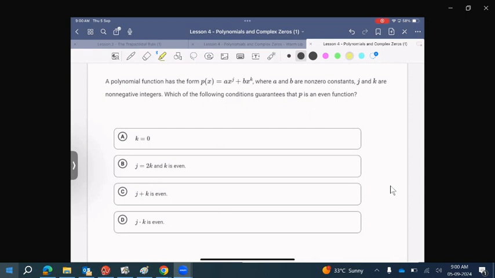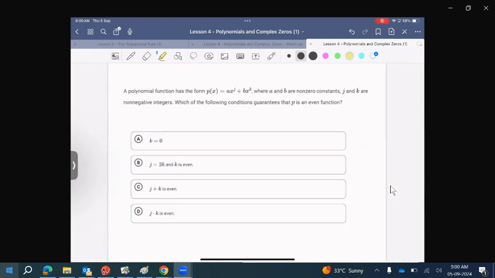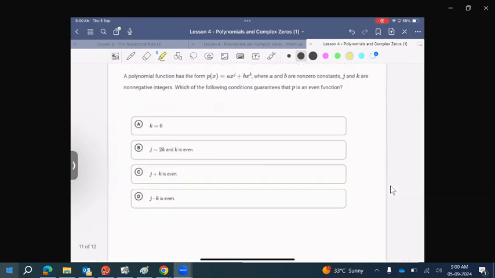Okay, that's it. Let's have a look. Let's have a look. Which one do we think it's going to be? B. Can we prove that? Let's take P of minus x.